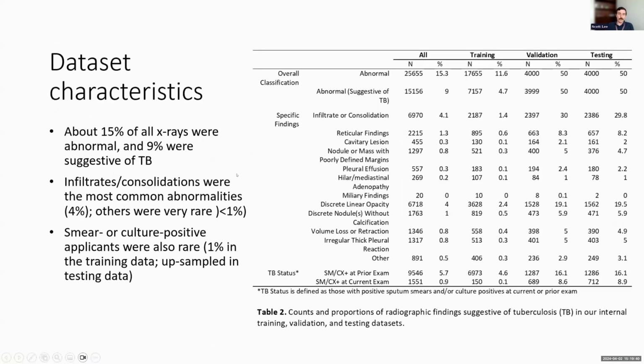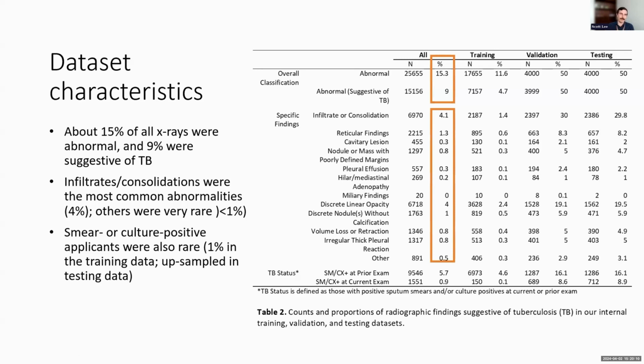So just a quick overview of the data set and its characteristics. Again, about 15% were abnormal across all of the data sets, and then 9% were abnormal, suggestive of TB. The second box here is really just a breakdown of all the different kinds of abnormalities that we saw. And the reason I point this out is really just to show how rare some of these were. Like, we're looking at hilar mediastinal adenopathies as being 0.2% of the total images.